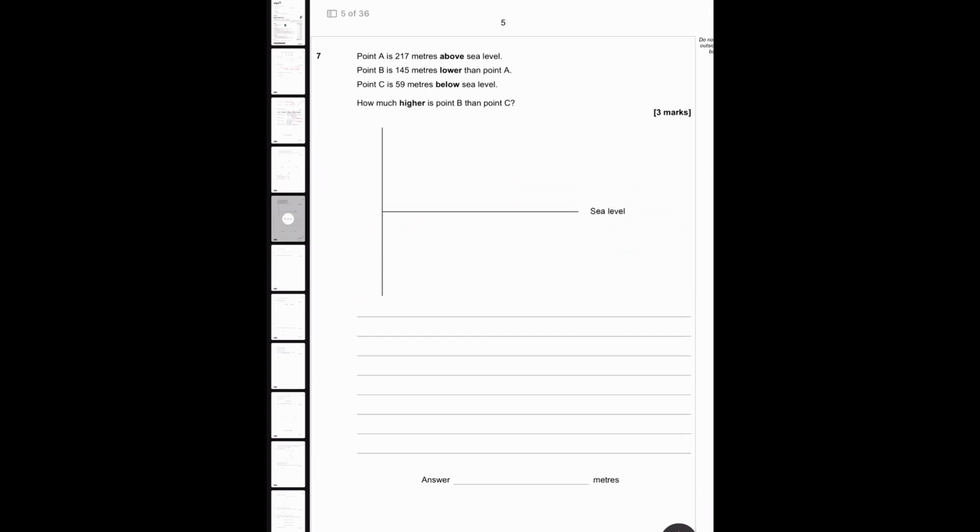Question 7 says that point A is 217 meters above sea level. Point B is 145 meters lower than point A. Point C is 59 meters below sea level. How much higher is point B than point C? Firstly, let's draw all the points onto our diagram. Point A is 217 meters above the sea level. And we know the point B is 145 meters lower than point A, which means it's at 72.